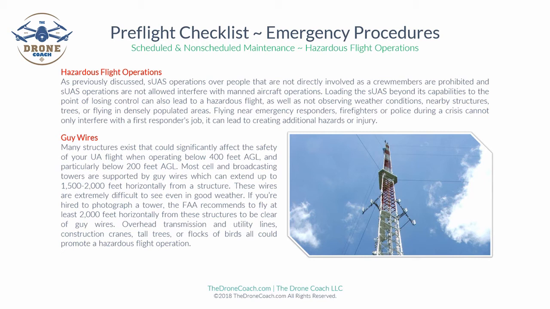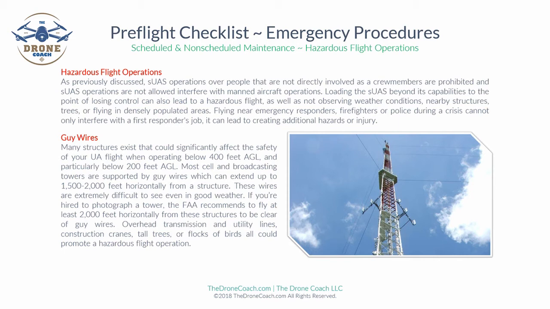Now, most cell and broadcasting towers are supported by guy wires, and these wires can extend up to 1,500 to 2,000 feet horizontally out from a structure. Now, these wires are extremely difficult to see even in good weather. If you're ever hired to photograph a tower, the FAA recommends to fly at least 2,000 feet horizontally from these structures to be clear of the guy wires.